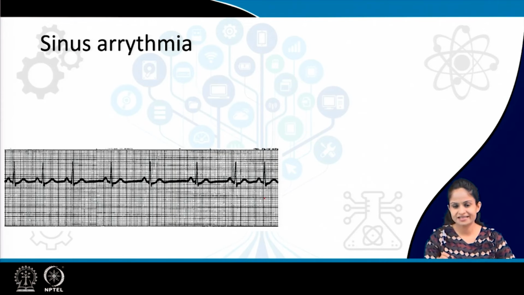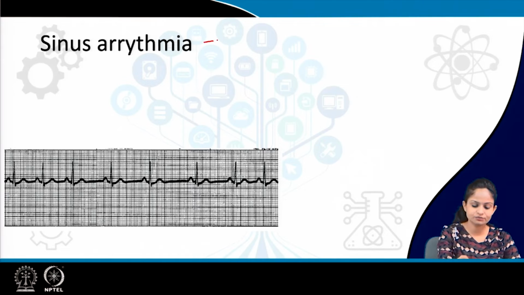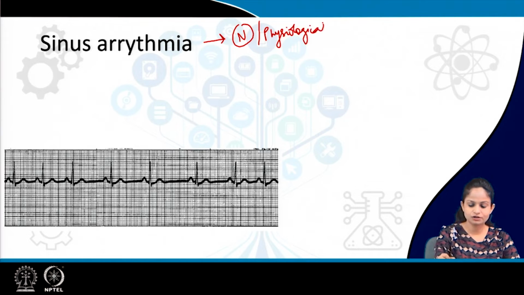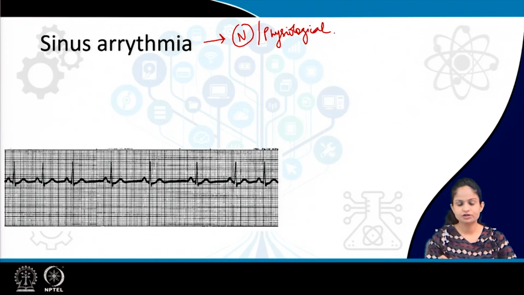Now, sinus arrhythmia, what do we understand by sinus arrhythmia? Remember, it is a normal physiological phenomenon, it is not pathological. Sinus arrhythmia means there is a difference in the rate and rhythm of our heartbeat along with our respiratory cycle, which means on inspiration our heart rate increases, on expiration our heart rate decreases.